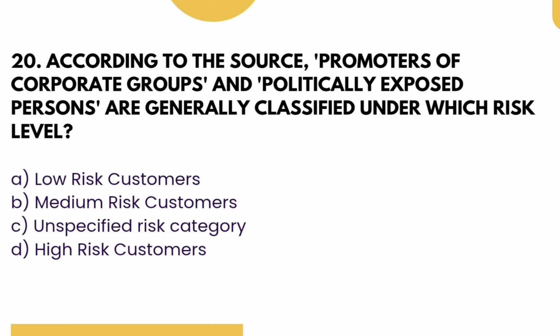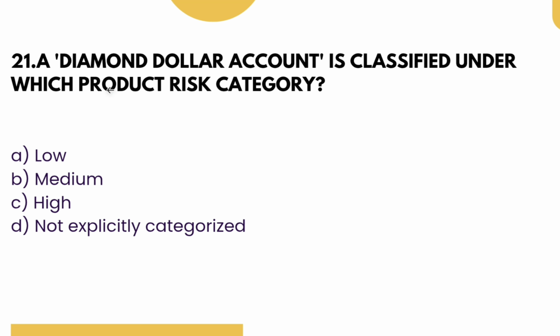The next question. Promoters of corporate groups and politically exposed persons are generally classified under which risk category? A. Low risk customers. B. Medium risk customers. C. Unspecified risk category. Or D. High risk customer. Like I said, both of them are high risk customers. Next question. A diamond dollar account is classified under which product risk category? Low, medium, high, not categorized. It's high.